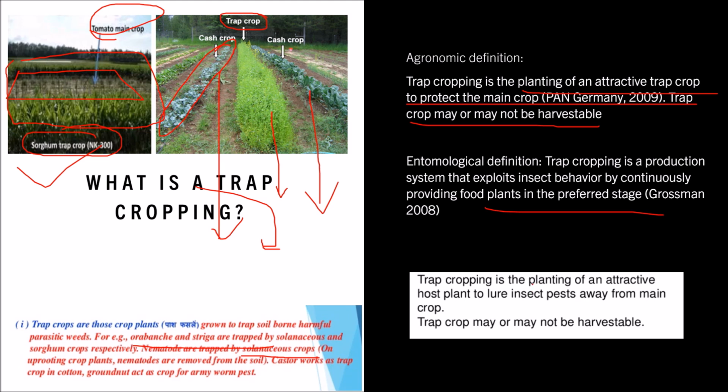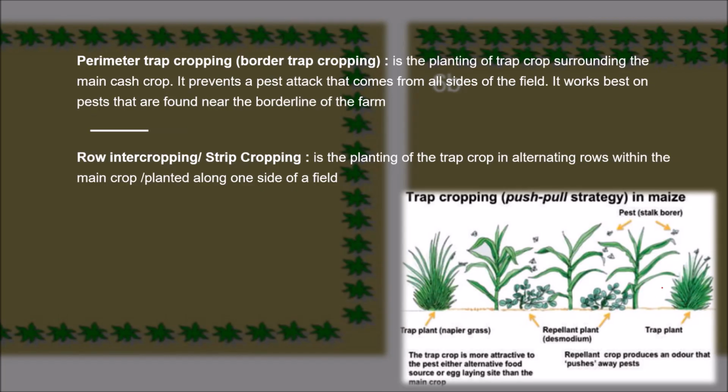Trap crop is planting an attractive host plant to lure the insects away from the main crop. This is the basic purpose. Okay. Now, two types we were talking about: one is perimeter trap cropping, one is row intercropping. Both of them we have taken up. Just go through this in detail.